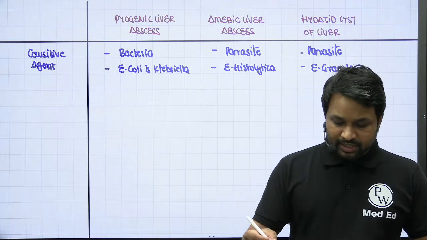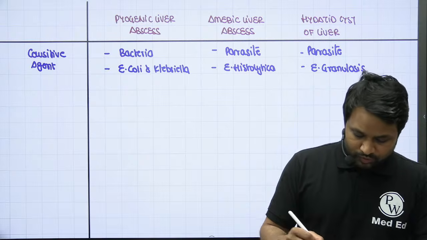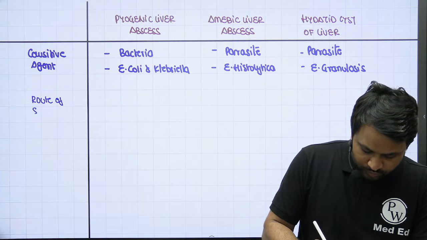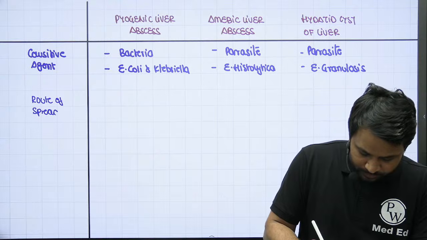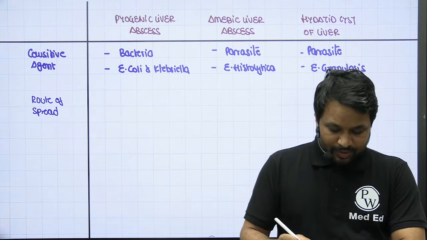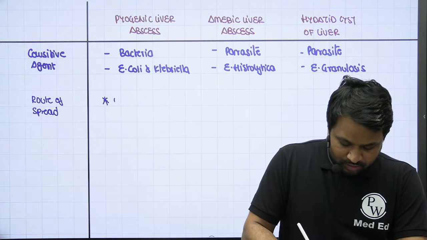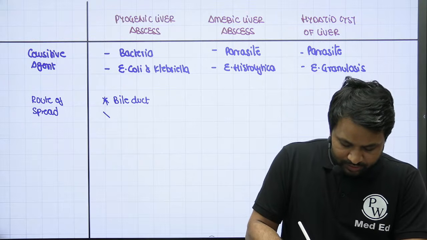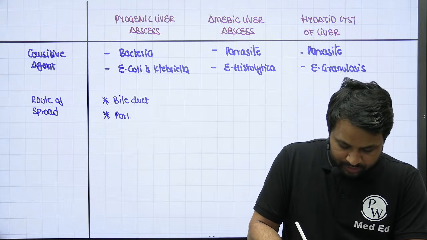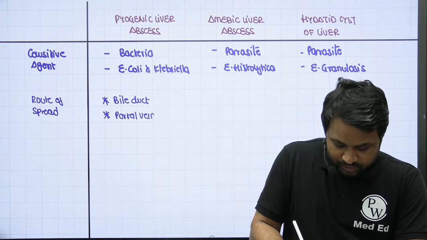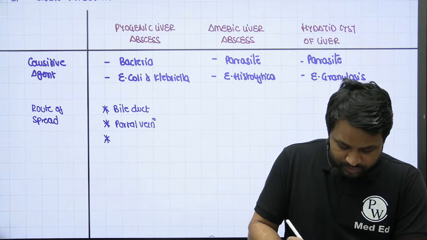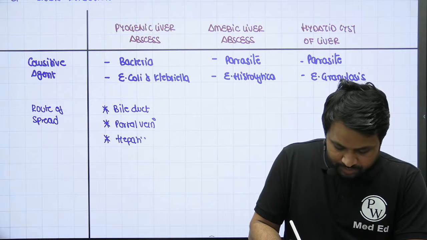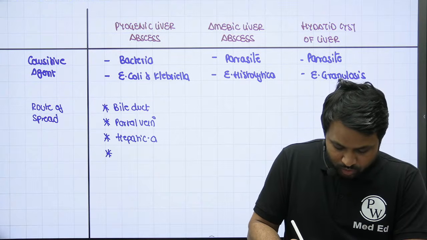Now, how do they reach the liver? What is the route of spread? When you talk about the route of spread of pyogenic liver abscess, it can travel into the liver via the bile duct. It can travel into the liver via the portal vein. It can also travel into the liver with the help of the hepatic artery, or by the direct route of spread.